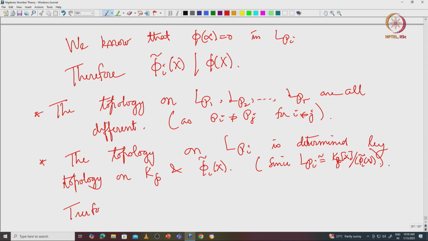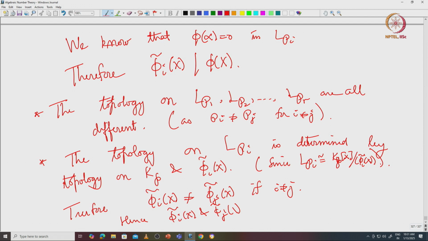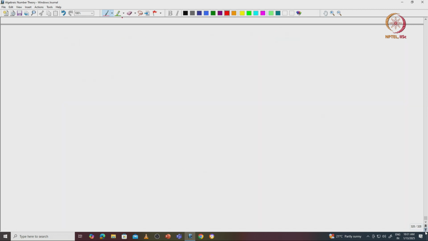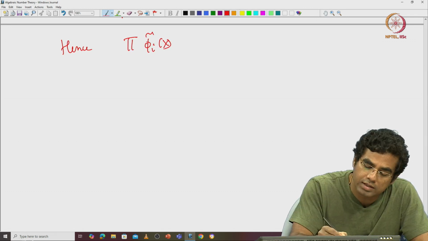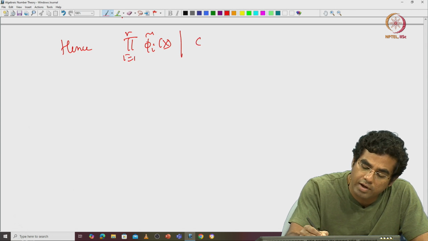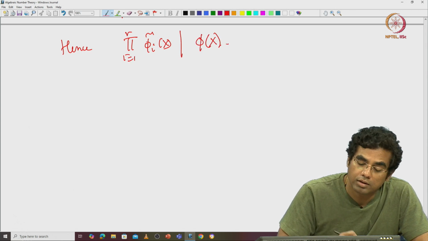Therefore, phi_i tilde of x is not equal to phi_j tilde of x if i is not equal to j. Hence, phi_i tilde of x and phi_j tilde of x are co-prime if i is not equal to j. Okay. Therefore, the product over phi_i tilde of x, i going from 1 to r, divides phi of x, right.